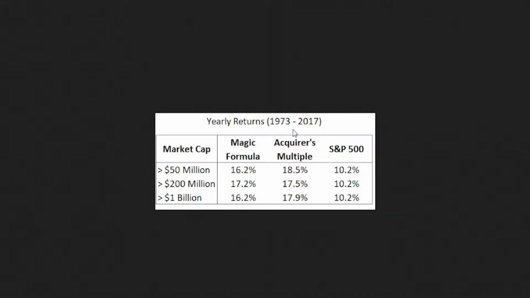And so he does talk about a lot of good research in his book. He essentially builds off of Joel Greenblatt's magic formula, which was return on capital and earnings yield, and backtests it from 1973 to 2017. And through that, demonstrates how the Acquirer's Multiple achieves better returns than the magic formula. And then, of course, both of these achieving better returns than the S&P.